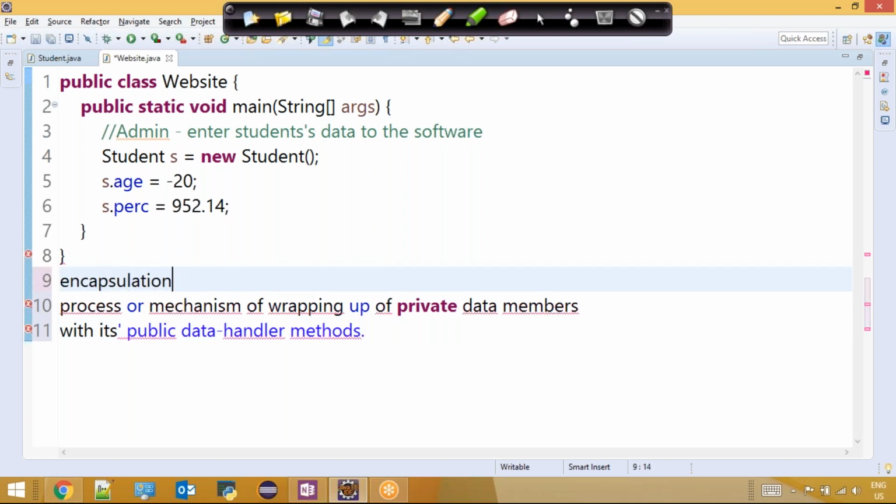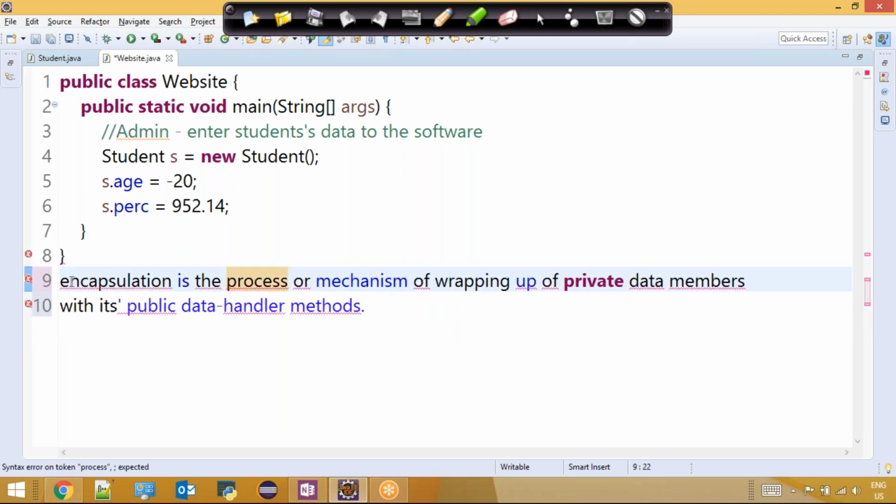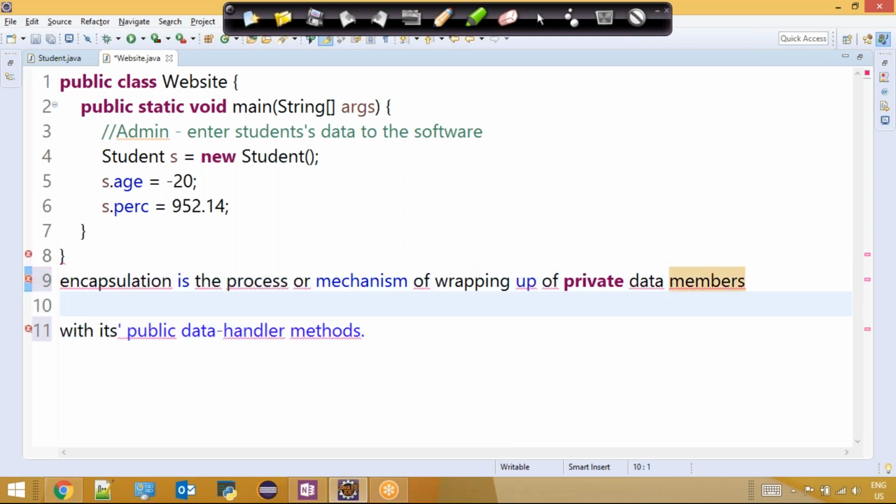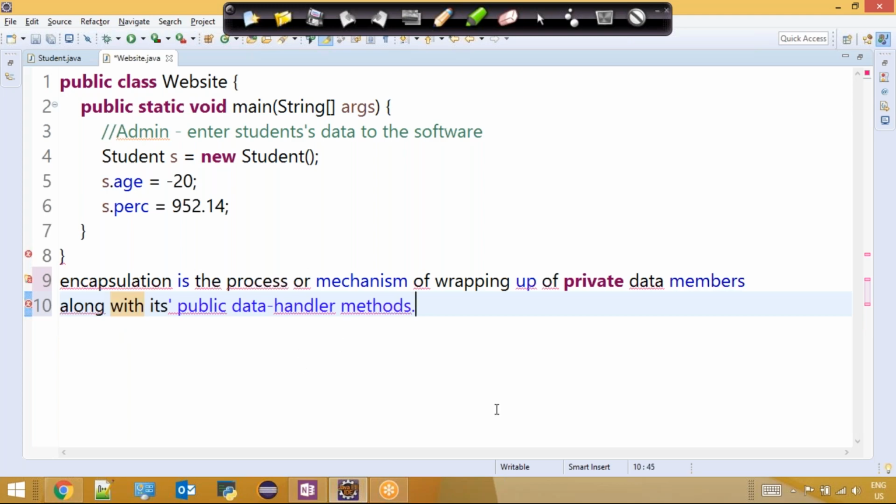Encapsulation is the process or mechanism of wrapping up of the private data members along with its public data handler methods. That's it. Got it now? This is the meaning of encapsulation. So now we have to programmatically achieve this encapsulation.